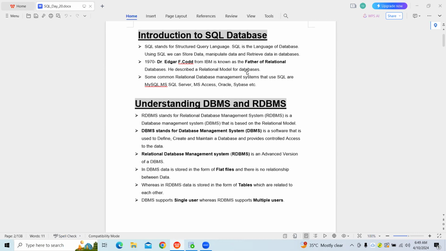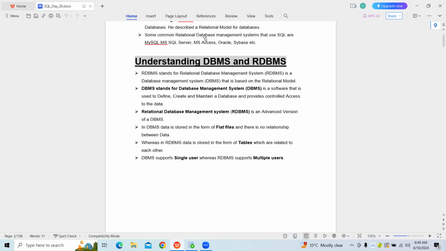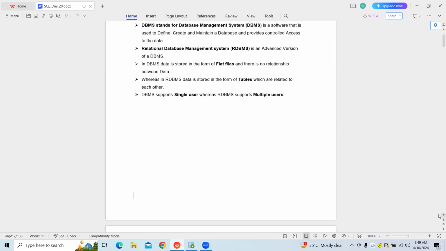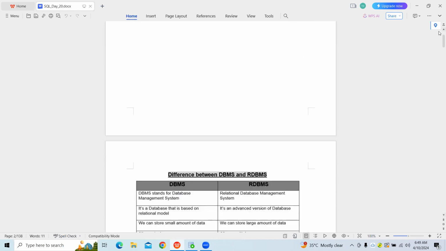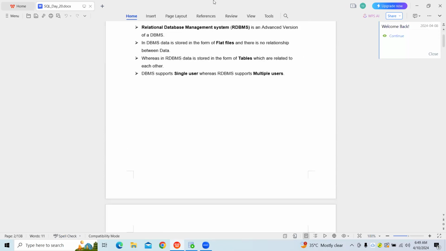And guys, DBMS supports only a single user. That means only one user can use it at a time. Whereas RDBMS supports multiple users, so multiple users can access the database at the same time. That means you and I can access the data at the same time. DBMS, being a basic model, used to support only a single user. So this is about DBMS and RDBMS. Now we have understood what DBMS and RDBMS are, so we'll try to tabulate the differences between them.